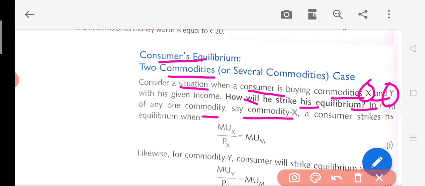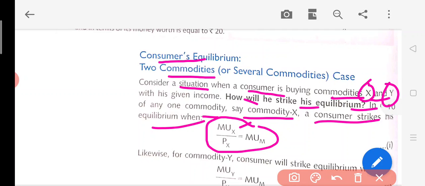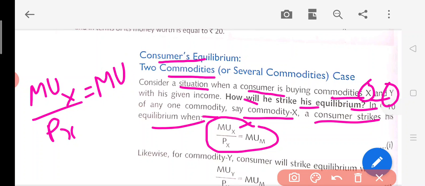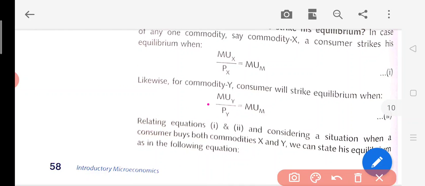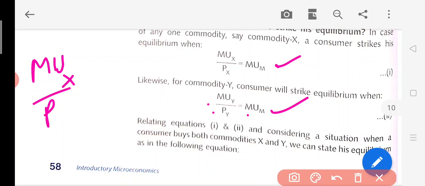In any one commodity, say commodity X, a consumer strikes his equilibrium when MUX upon PX is equal to MUM. So the condition should be that MUX upon PX should be equal to marginal utility of money. Now if you find out the same thing for Y good, what will be the condition? It is going to be MUY upon PY is equal to MUM. So if you equate these two equations, what will happen? It will be MUX upon PX equals MUY upon PY.